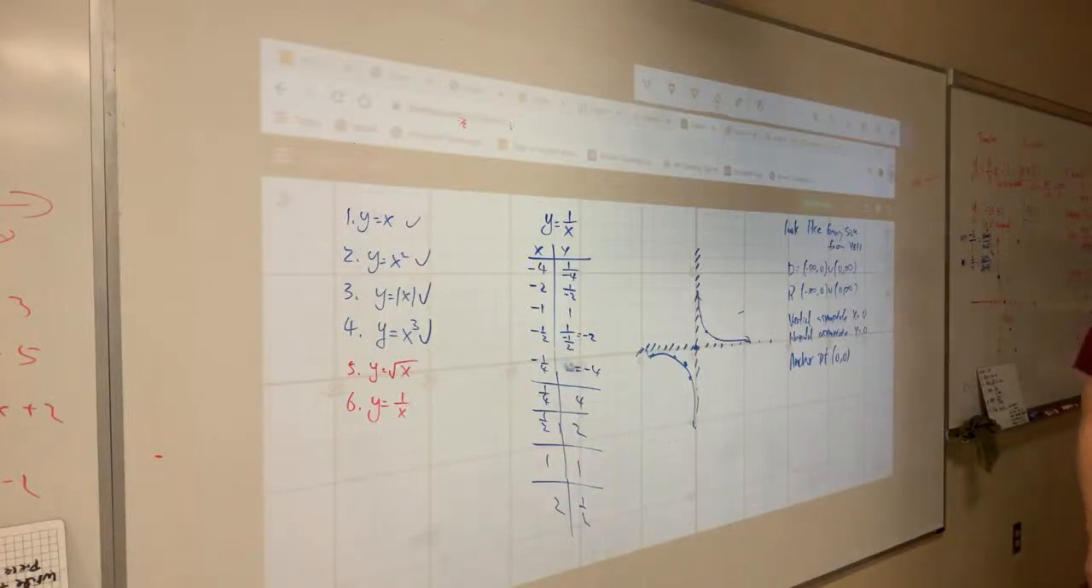I got a question. So that would be like a type of inverse. Actually, I'm just going to put it here: reciprocal function. It's not called an inverse function, it's a reciprocal function. It's called reciprocal.